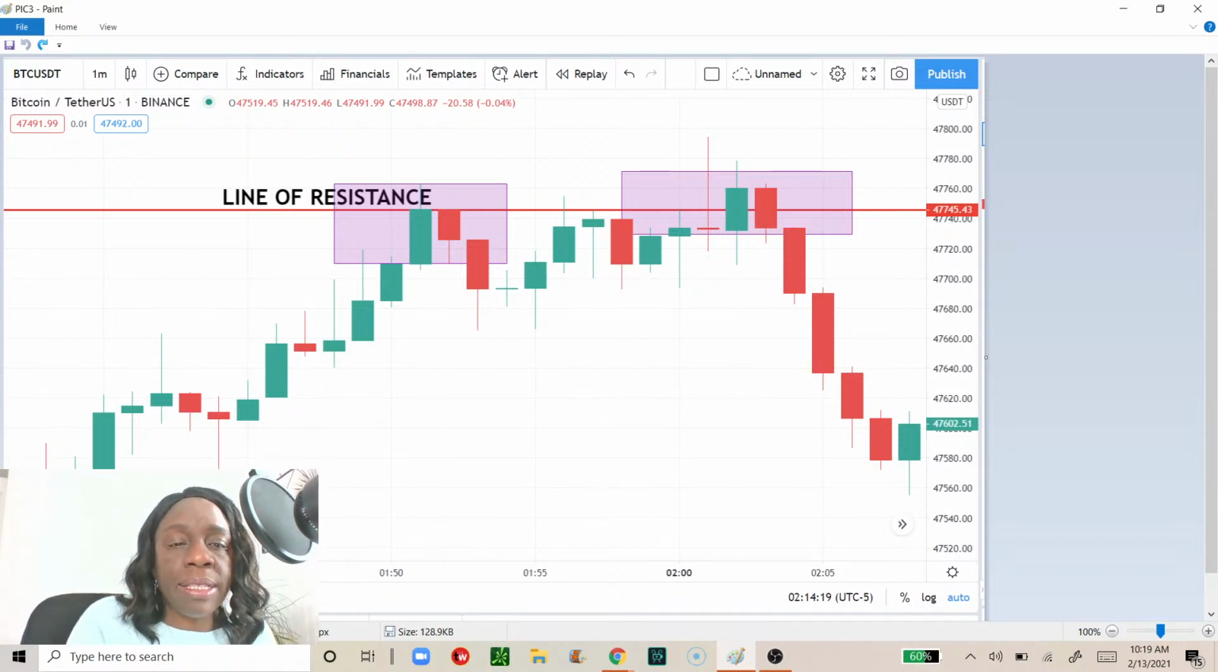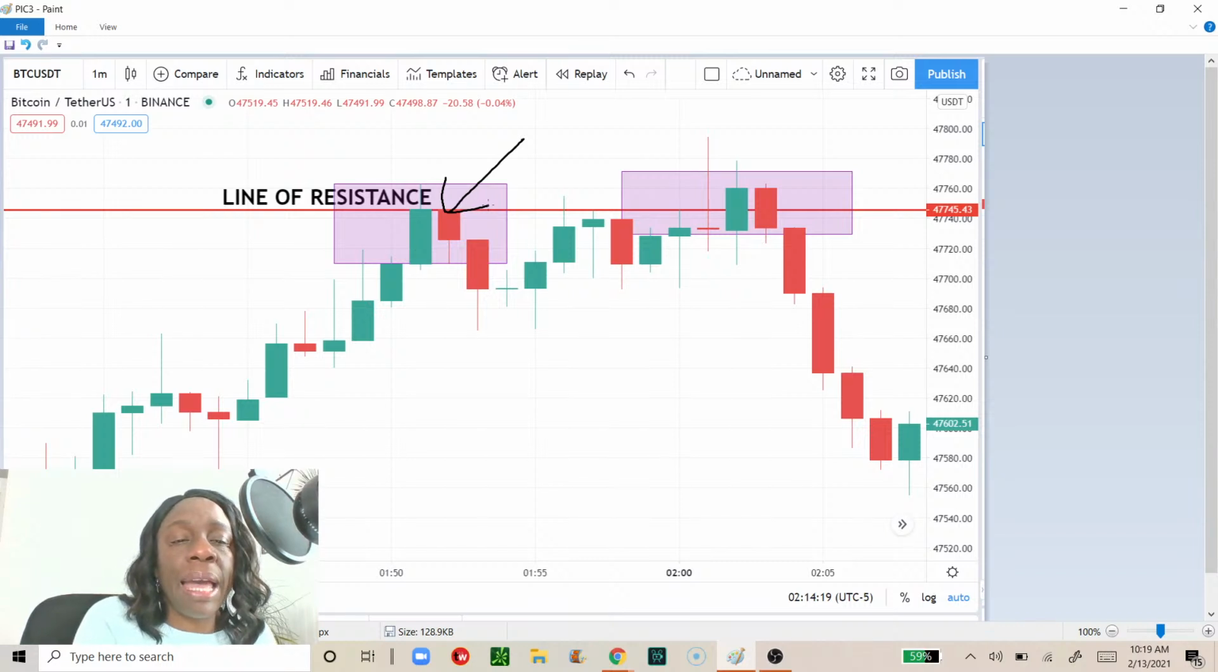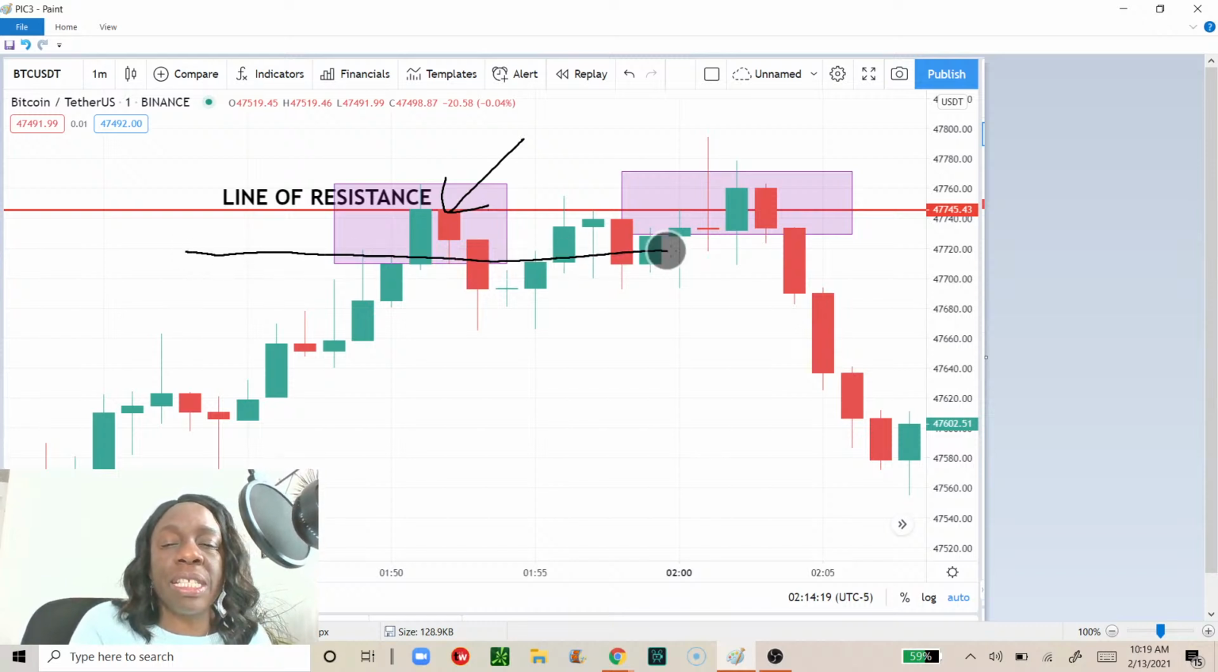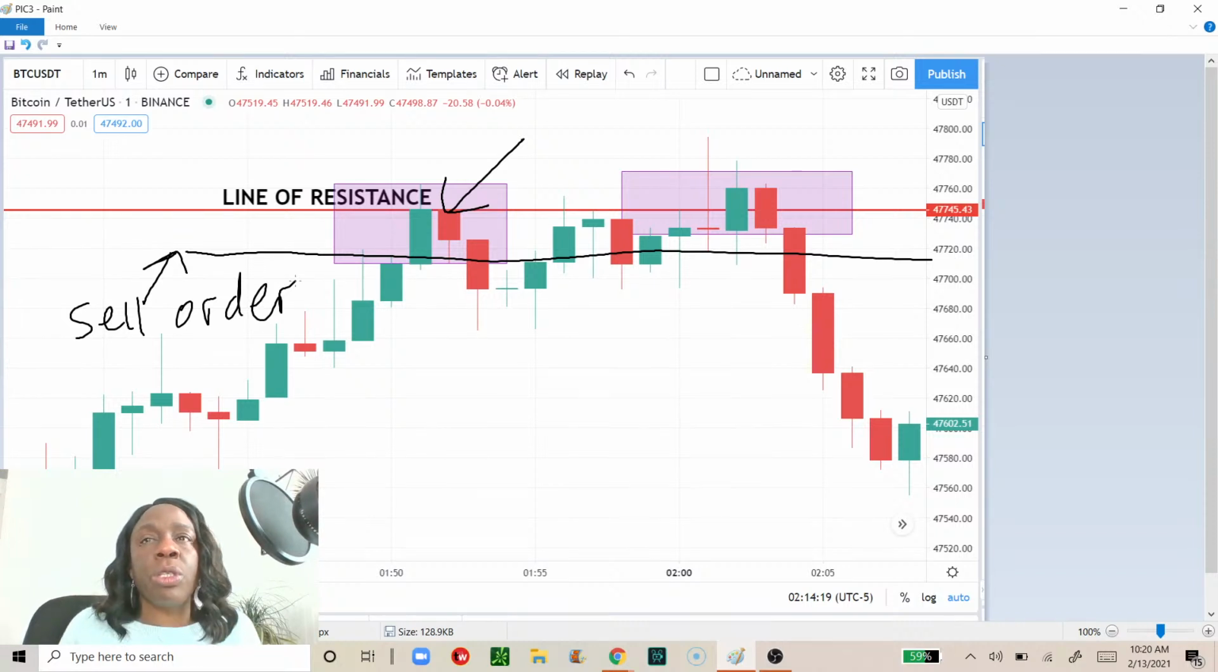If we look down here, price waited to get to resistance before reversing. You want to get into the habit of selling, and I'm going to draw a line. You want to get used to selling before your resistance. You want to place your sell order before your resistance. So this is what we have to do as traders. We have to learn to sell on the uptick.